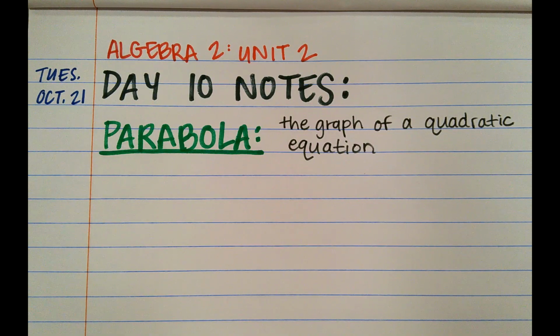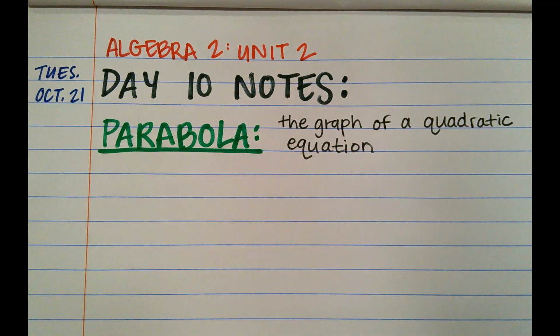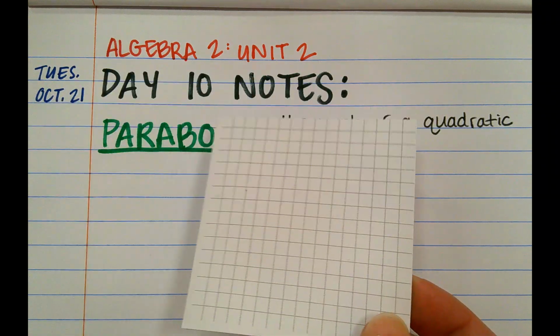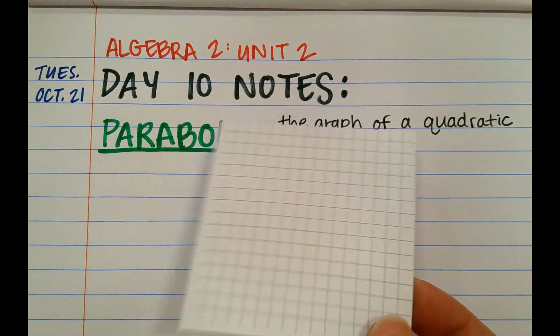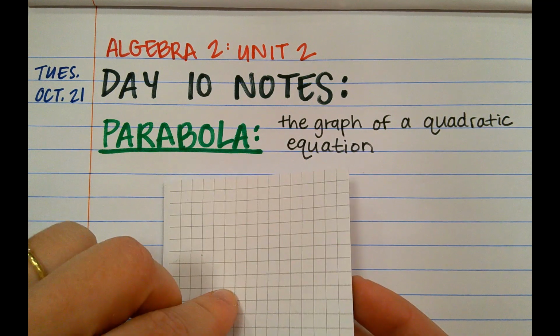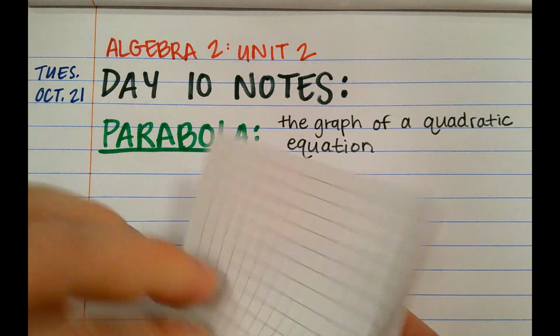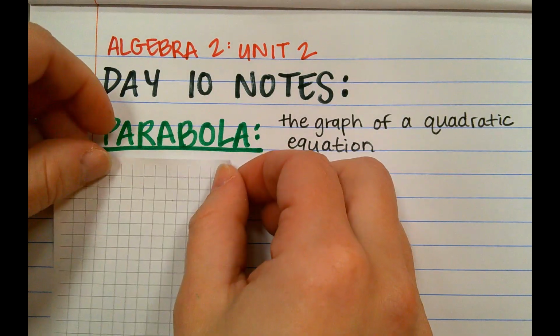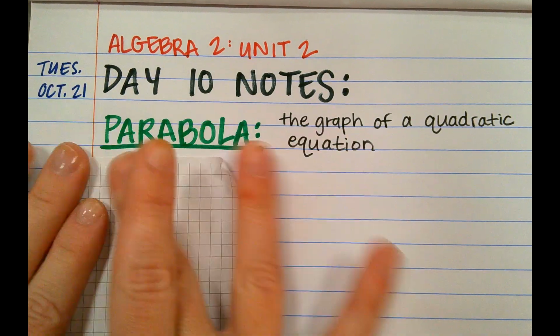Now, at each of your tables, you should have a pad of sticky notes that looks like this. It's graphing notes. If your table does not have one of these, please raise your hand and I'll bring your table a pad. But you just need one right now. And it's just going to go right here under the word parabola.